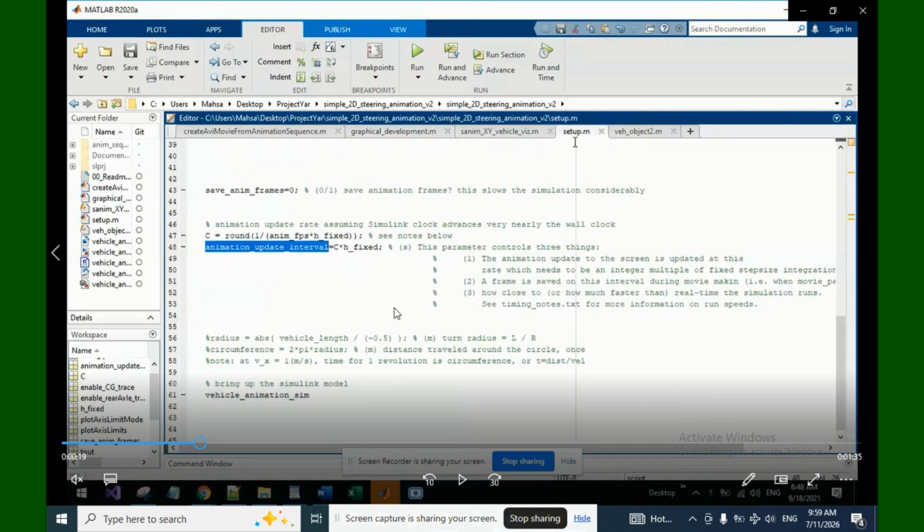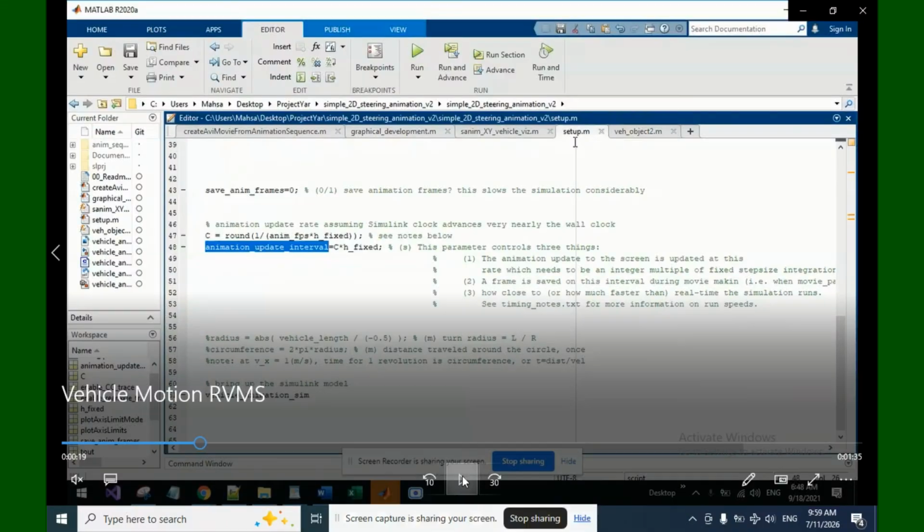See timing notes, and also you can find the radius, which is the absolute of vehicle length divided by minus 0.5, and another one is the circumference, which is 2 multiplied by pi multiplied by radius, the distance traveled around the circle once. The next one is the time for one revolution: circumference divided by velocity, or T is equal to distance divided by velocity.